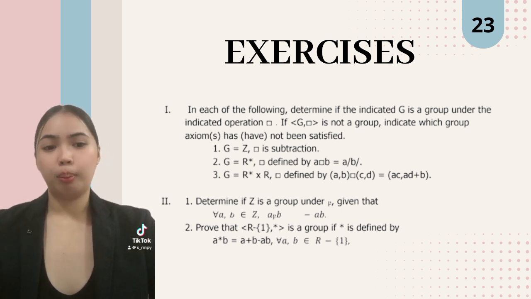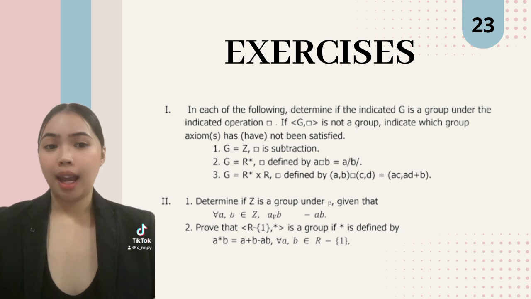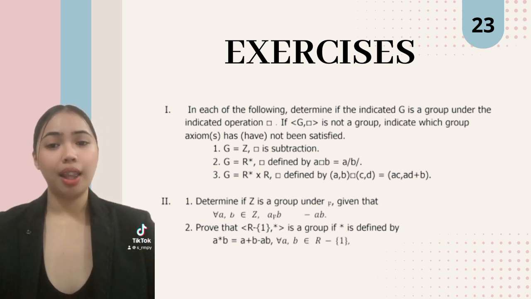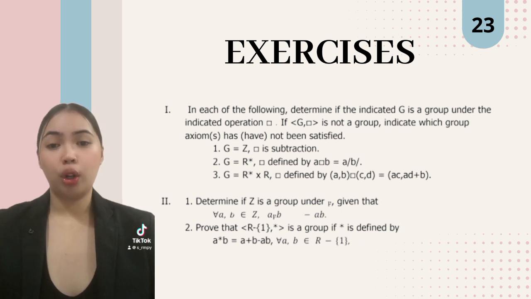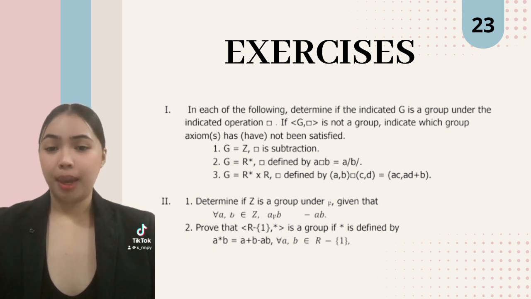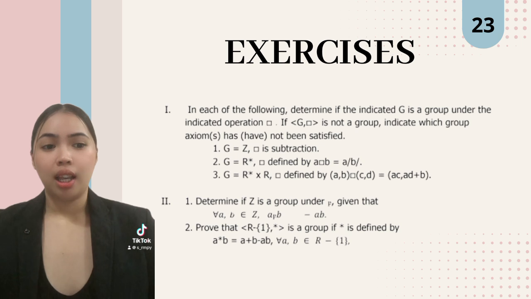And test 2, number 1: determine if Z is a group under star given that for all A and B elements of Z, A star B equals A minus AB. And number 2, prove that R minus {1}, the real numbers minus 1, is a group if star is defined by A star B is equal to A plus B minus AB for all A and B elements of the real numbers minus {1}.